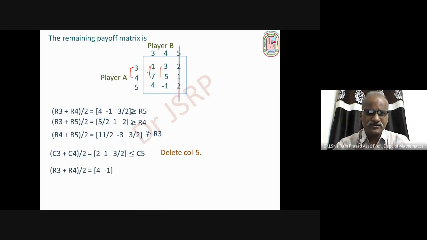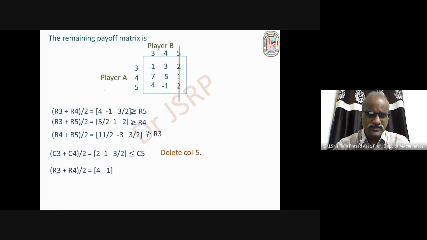Compare row 3 and row 5, 1 less than 4, 3 greater than minus 1. So not comparable. Compare row 4 and row 5, 7 greater than 4, minus 5 less than minus 1. So individual rows are not comparable still.